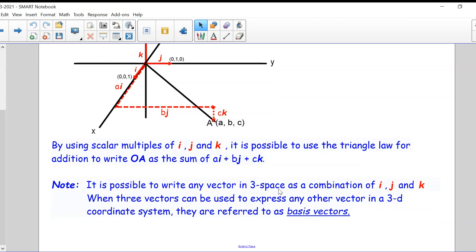So it's possible to write a three space as a combination of i, j, and k. When three vectors are used to express in 3D, they're referred to as basis vectors again. So no real difference between what we're doing now and the one that we did before with 2 space, except we're adding that third dimension to it.